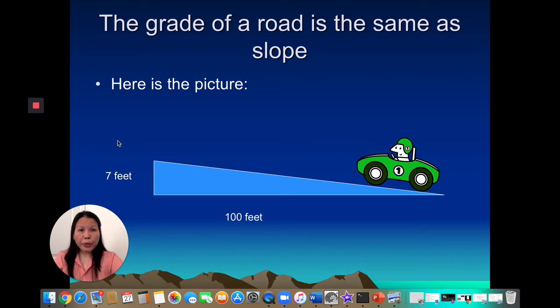The grade of the road is the same as the slope. So you can see the rise is 7 and the run is 100 feet. So what is the slope for this road? 7%.